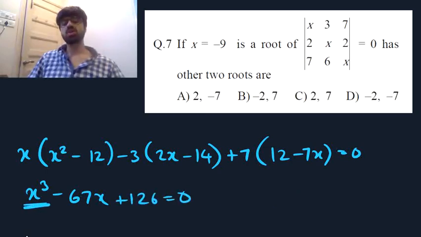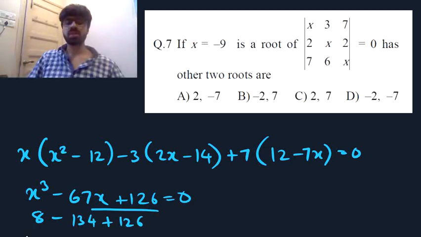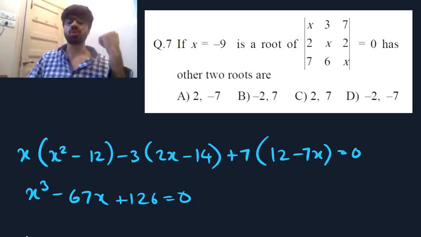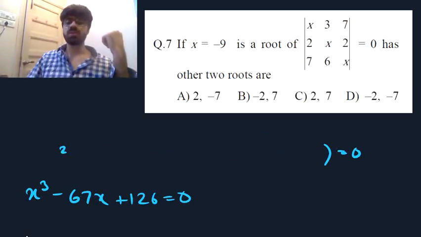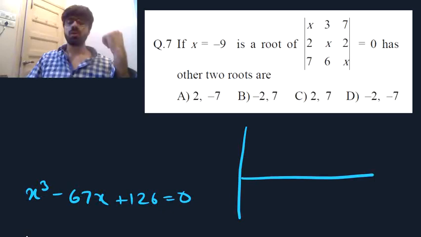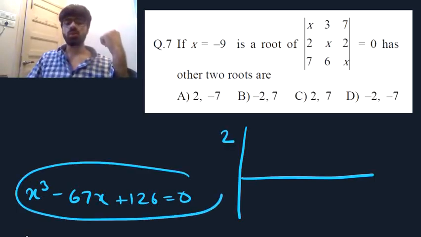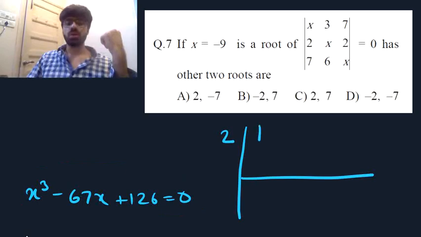So if we put x as 2, we have 8 minus 134 plus 126, and yes, this will be equal to 0. So x equal to 2 is one of the roots, and we can find the other roots by synthetic division. Since x equal to 2 was one of the roots, we write a 2 here. Write the coefficients of this expression here, that is 1, 0, minus 67 and 126.